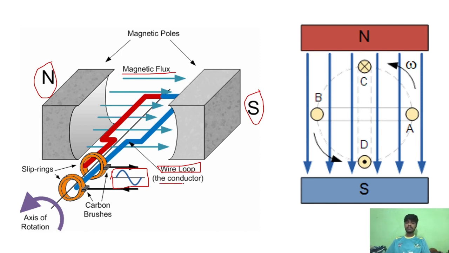Whenever the conductor cuts the magnetic flux, the electromotive force is induced within the conductor and it leads to generation of the current. So here you can see, whenever the wire loop or the conductor moves from point A to C, it cuts the magnetic field and it leads to the generation of the electric current, which is AC current.